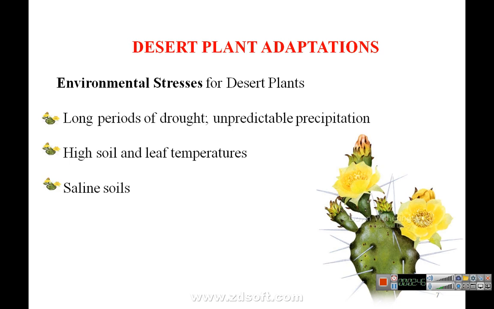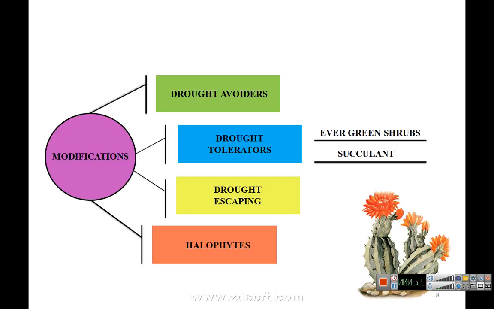Okay, desert plant adaptations. As we know, deserts don't have much rainfall, so there is always drought. So to prevent that, the plants adapt according to their environment to escape death. High soil and deep temperature, saline soil, etc. These are the stresses for plants. So plants adapt according to these stresses.